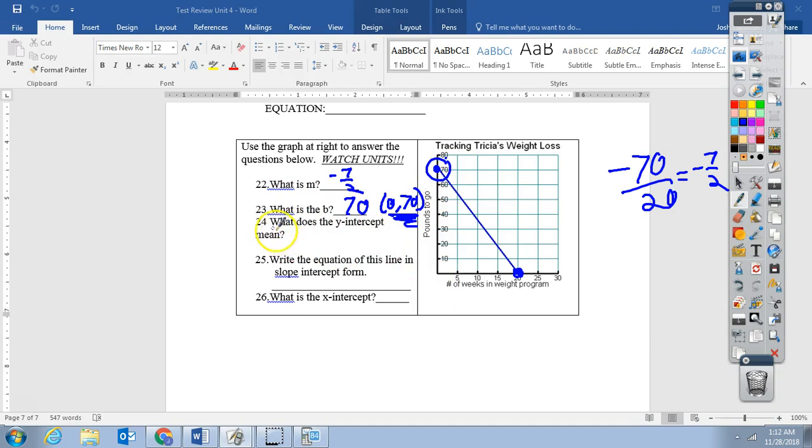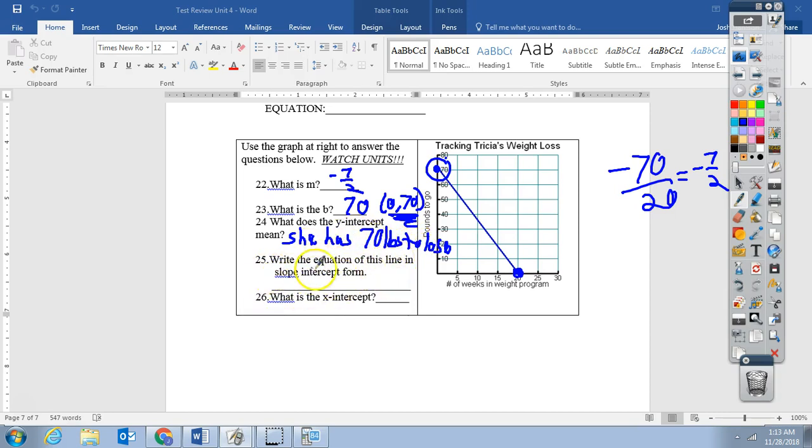But it is a point on the graph, the y-intercept. What does it mean? It means pounds to go. That means Tricia has 70 pounds to lose. Guys, that's just being able to read what the graph is talking about. You have got to be able to do that for life outside of school, not just Mr. Harrison's class.